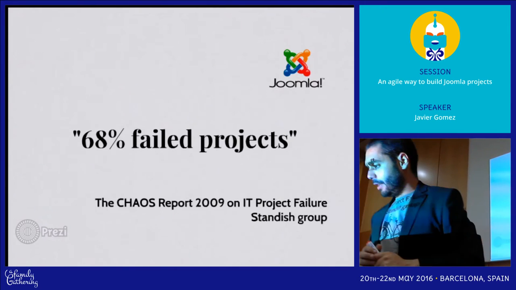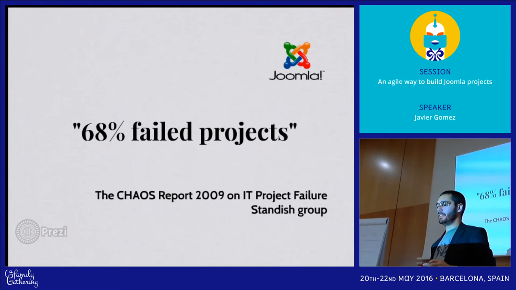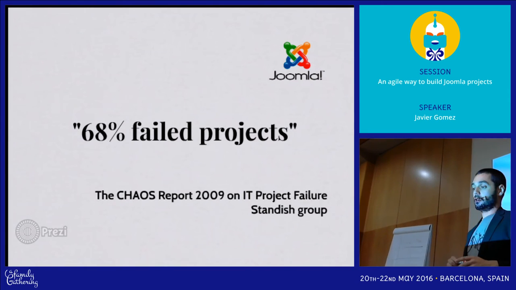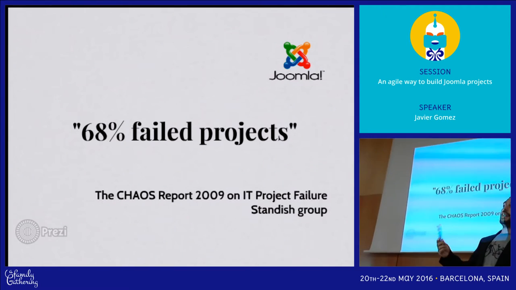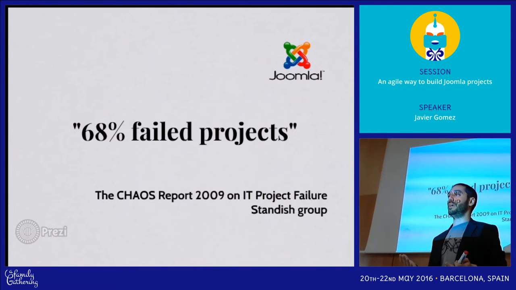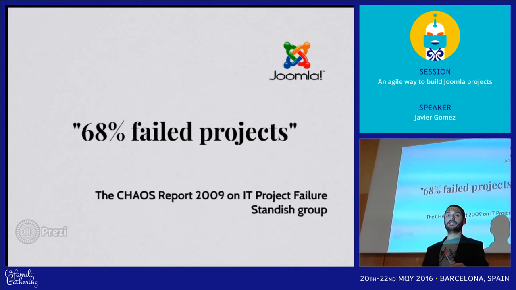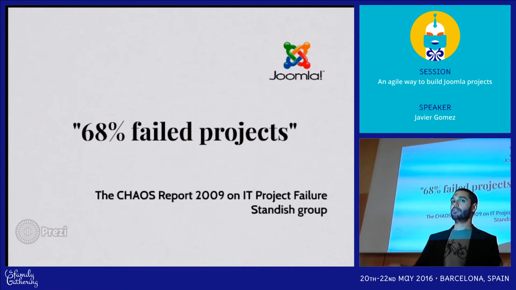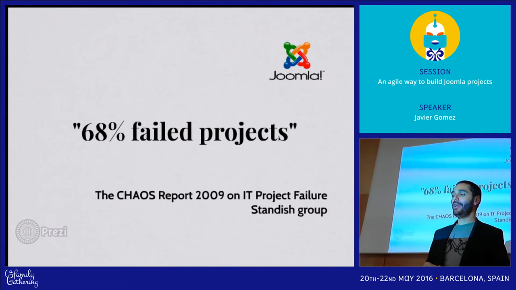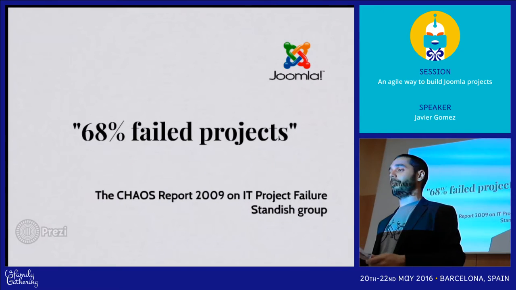But in 2009, the Chaos report on IT project failure came to the conclusion that 68% of IT projects failed, which is a huge number. Imagine if 68% of architecture projects failed. I mean, houses would fall with people inside. How can we allow ourselves in IT to fail that much? We need to do something.